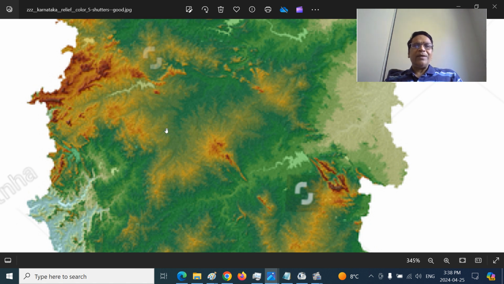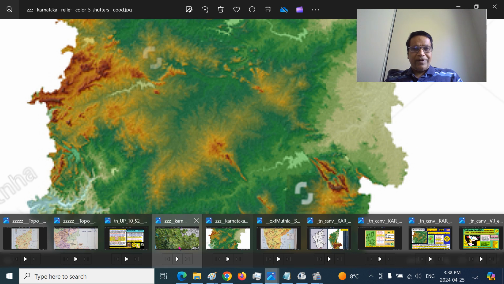You can see Tupari Halla here, Bennihalla, both join the Malaprabha river. Somewhere here, Dharwad Hubali will be. This is the Lakshmeshwar upland. This is the Shiggaon upland. So you can see very clearly that is the basin. You can see that in a different perspective here.